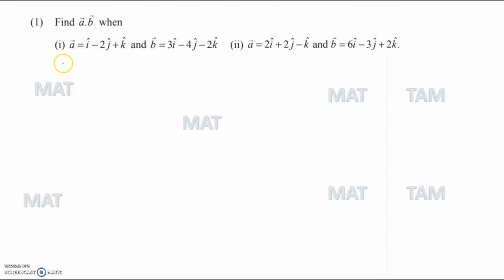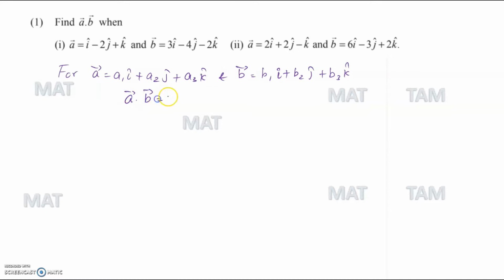Before we go to solve the questions, for any vector A equals A1 i cap plus A2 j cap plus A3 k cap, and vector B which is B1 i cap plus B2 j cap plus B3 k cap, A vector dot product with B vector is equal to A1 B1 plus A2 B2 plus A3 B3. So now let's apply this onto our first question.